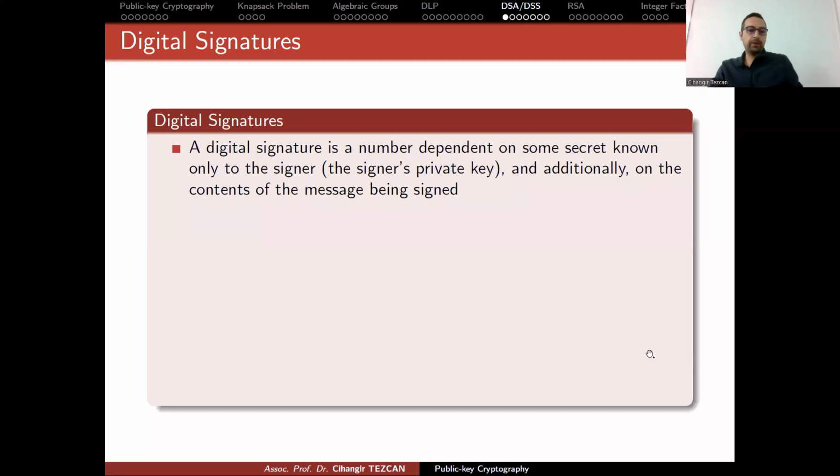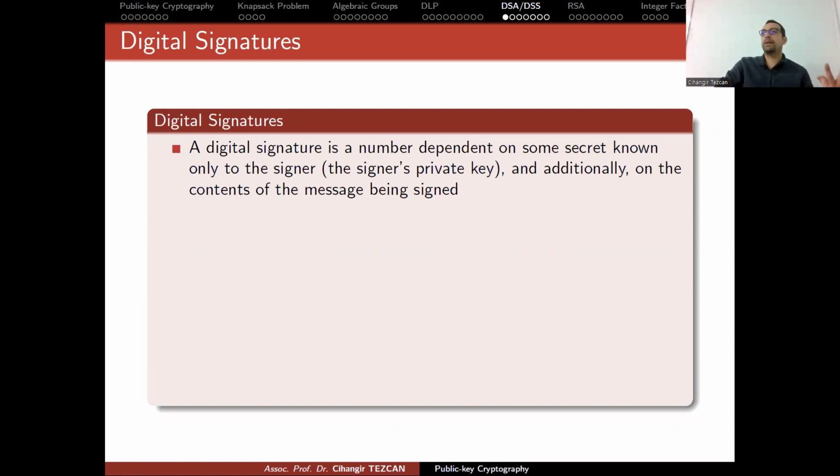All right, so now we know the discrete logarithm problem. We've seen the example of key exchange, the Diffie-Hellman key exchange. We have also seen an encryption algorithm based on the discrete logarithm problem called ElGamal. Now it is a good time to move on to different types of algorithms.